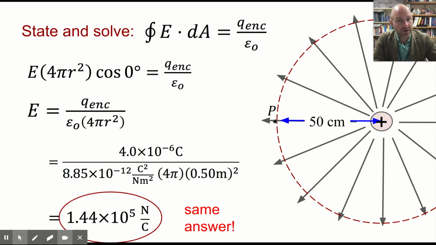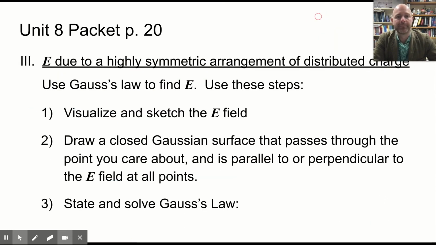Right? The direction we already determined, we did that in an earlier step. That's kind of the difference for us in using Coulomb's law versus Gauss's law. In Gauss's law, we're always thinking about the direction of the field in the first step.